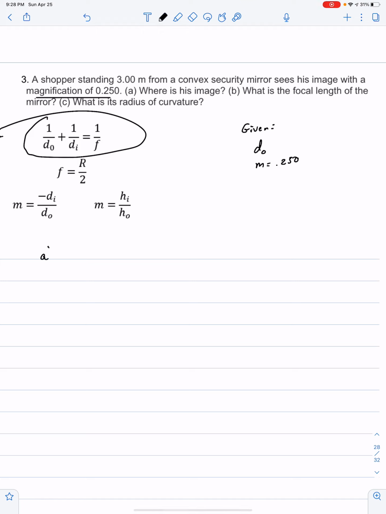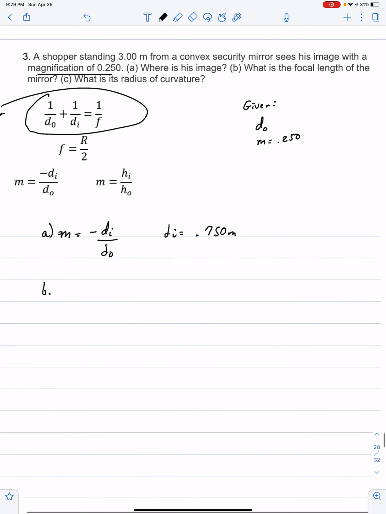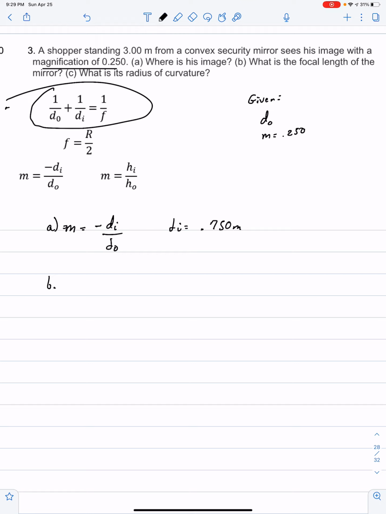So for part A, since we need to find where the image is, and we have the magnification, and we also have the distance of the object, we can find the distance of the image, which is 0.75 meters. We now have to find the focal length. So now we have the distance of the image and the distance of the object. All we have to use is the image distance equation, or the mirror equation, and solve for the focal point. And it is 1 meter, negative 1 meter away from the mirror.